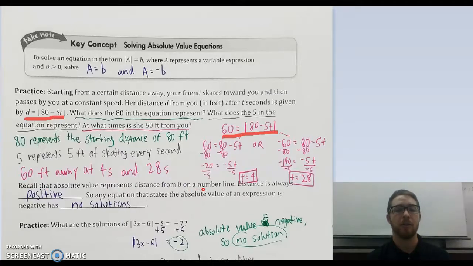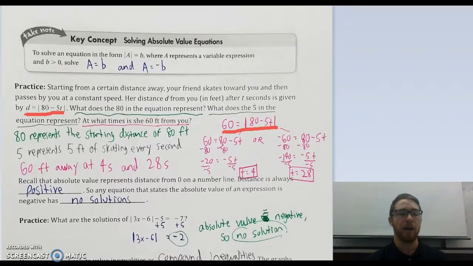So next, we're recalling that absolute value represents distance from 0 on a number line, just what we saw on that last page. Distance always has to be positive, technically not positive, just not negative, so it could be 0. So any equation that states the absolute value of an expression is negative is going to have no solutions. We see that in this next example.